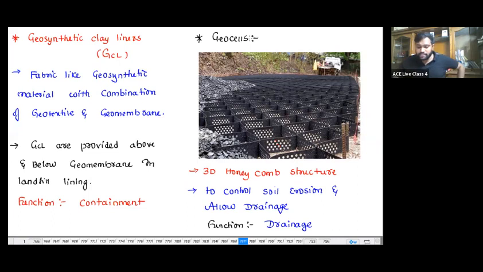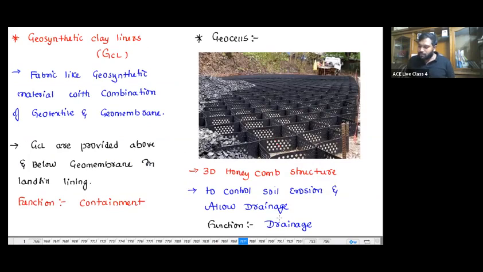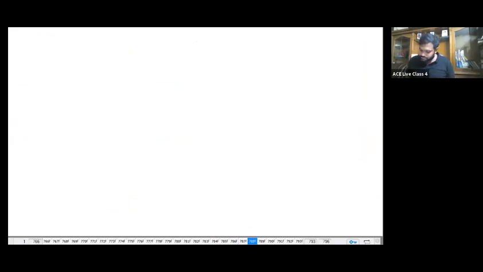So in the case of the geocell, it's a three-dimensional honeycomb structure to control soil erosion and allow drainage. The function is simply drainage. So you have to look at the functions. The functions are very, very important. Anyway, at the end, I'm going to give you a table form.